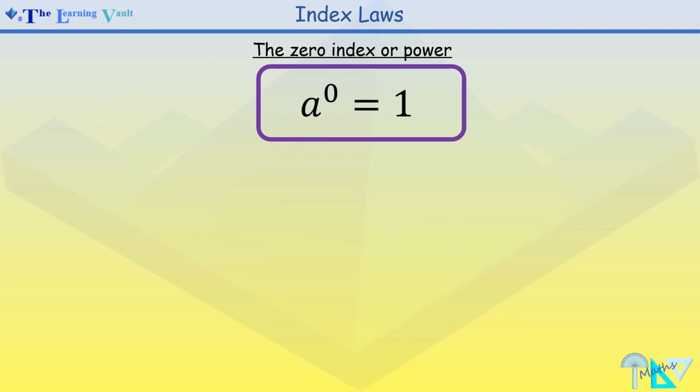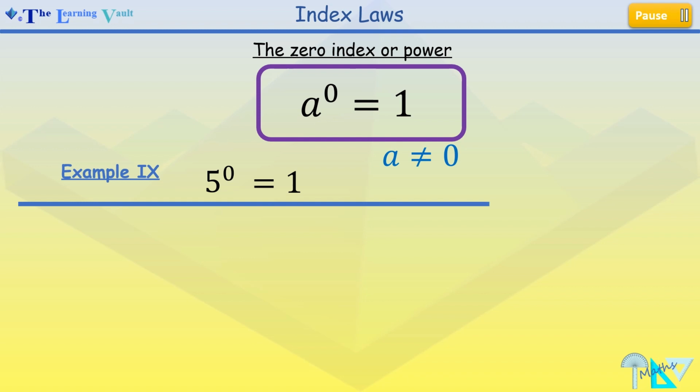Final index law, a to the power of 0 is equal to 1 as long as a is not equal to 0. Example 9. You may pause and have a go. Now 5 to the power of 0 is equal to 1. Let's look at this further.